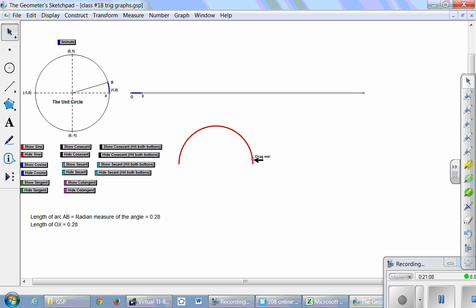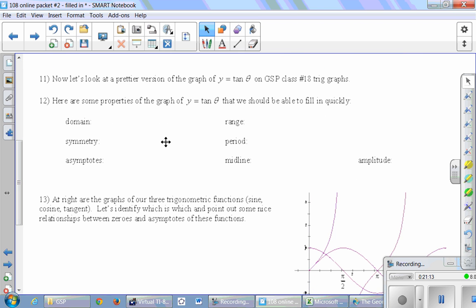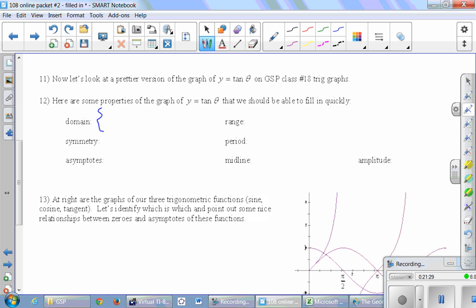Okay, next thing to do here is talk about some of the properties of the graph of tangent theta. So let's think about the domain. This is more complicated than the domain of sine or cosine, which was all real numbers. So the domain of tangent exists almost everywhere, but it doesn't exist at the vertical asymptotes. So we'll say it's the set of all theta such that theta is not equal to, and now we need a fancy way to figure out exactly where the vertical asymptotes are.